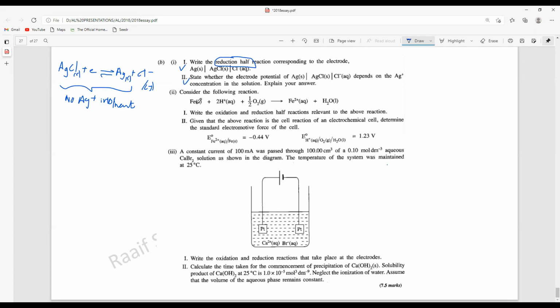Okay, so these two. Then the second one, consider the following reaction. Fe with 2H plus and oxygen gives you Fe2 plus and H2O. So you see here Fe is oxidized while H plus is reduced. Write the oxidation and reduction half reactions. So the oxidation half reaction is Fe solid gives you Fe2 plus, plus 2 electrons. So show the physical states. That is very important here. And the reduction half reaction is half O2 gas plus 2H plus, plus 2 electrons, that is going to give H2O liquid, right?